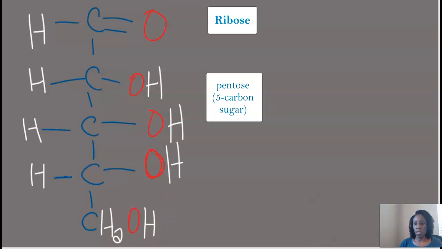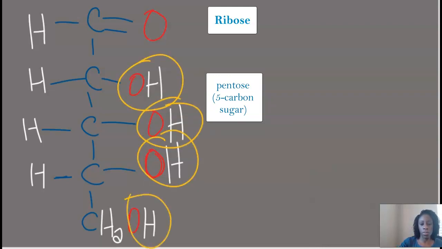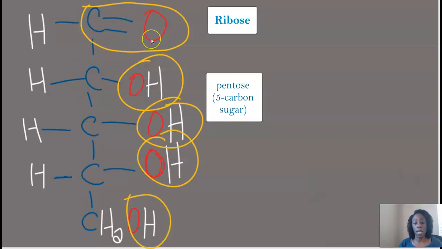All right, so let's go ahead and circle those chemical groups. So we have 1, 2, 3. We've got 4 hydroxyl groups in this one. And we have our carbonyl group here. Again, that carbon double bonded to an oxygen. Now this carbonyl group is also at the end of the carbon chain, just like we saw with glyceraldehyde. So that makes ribose an aldehyde as well.